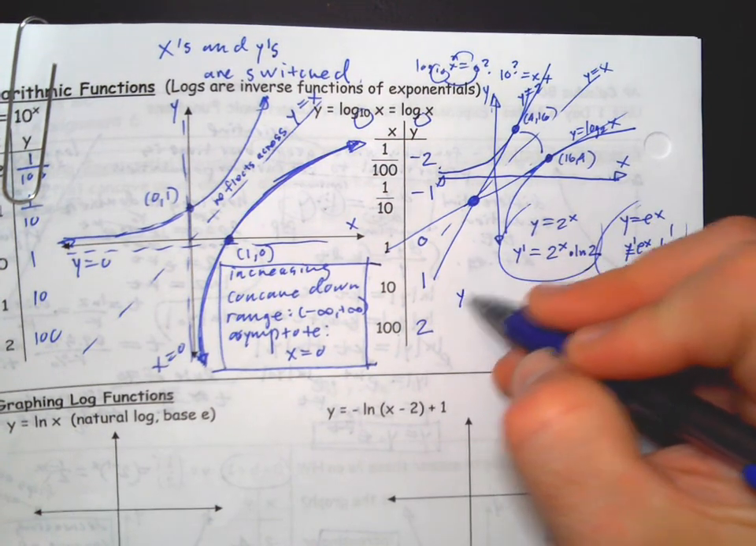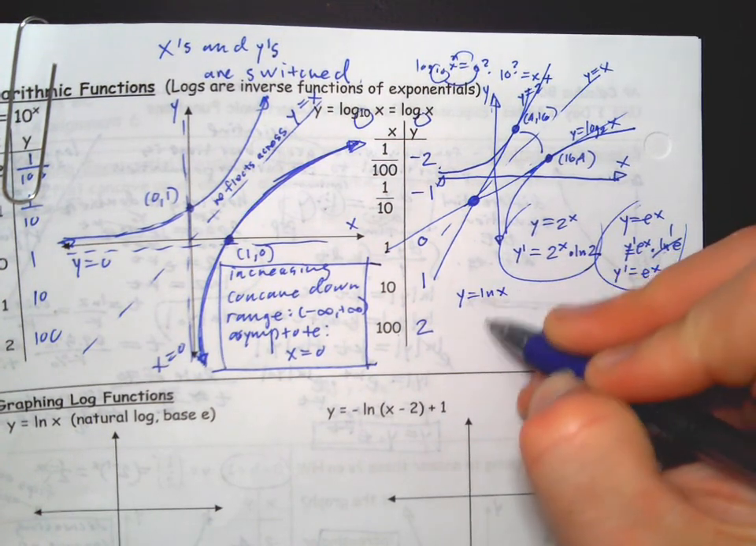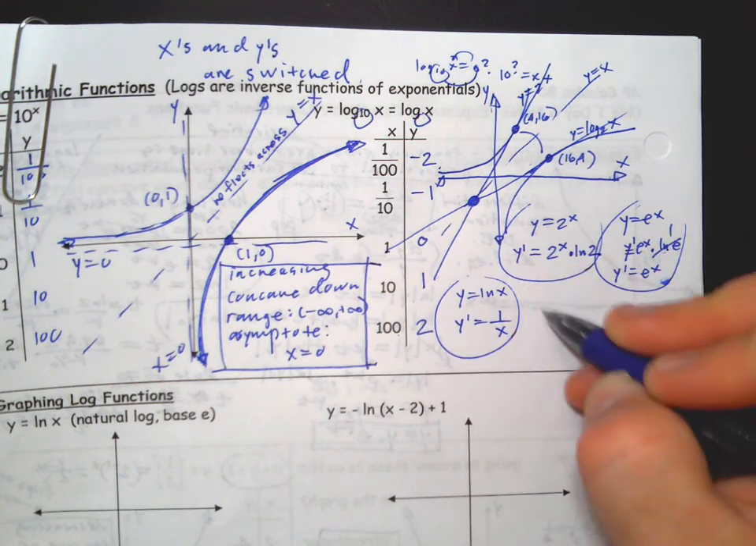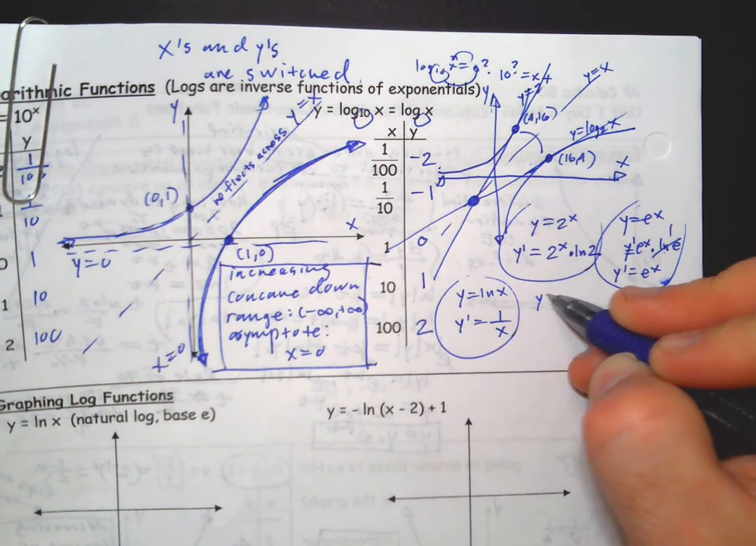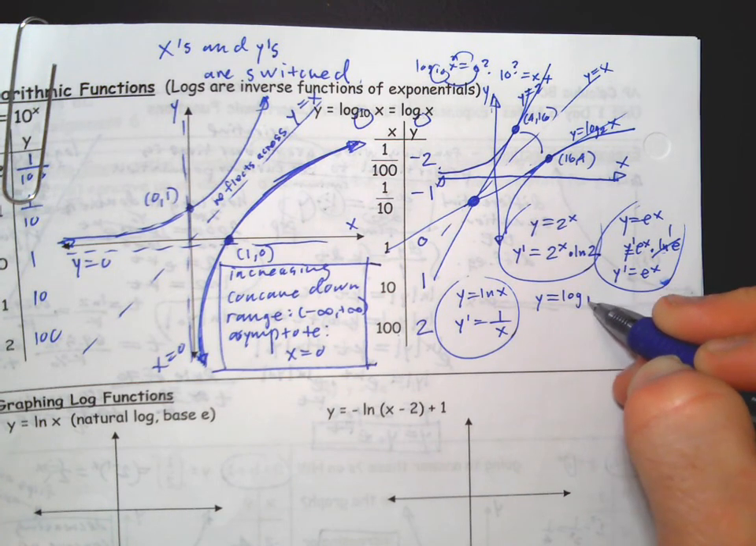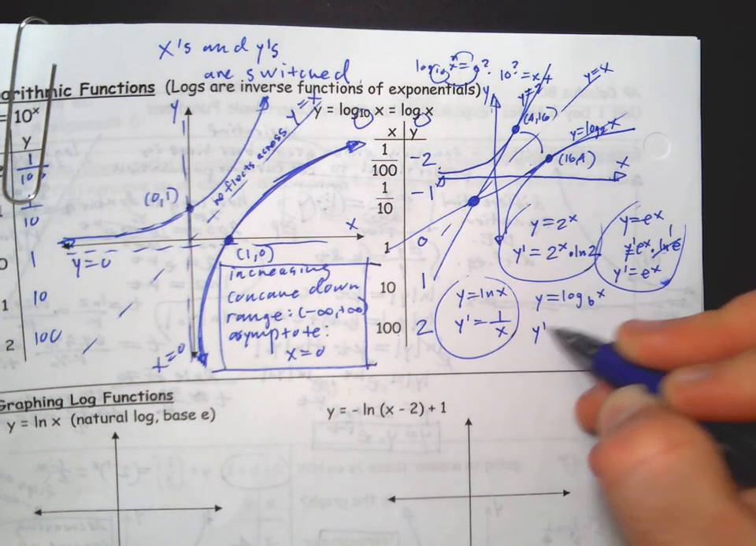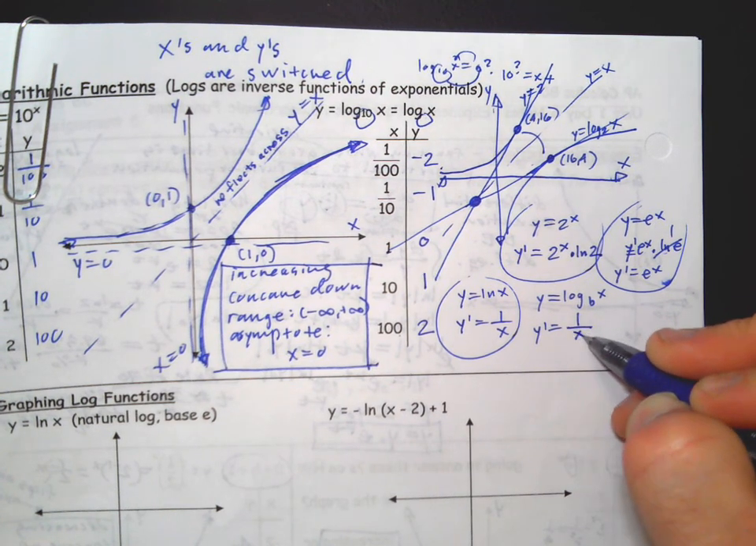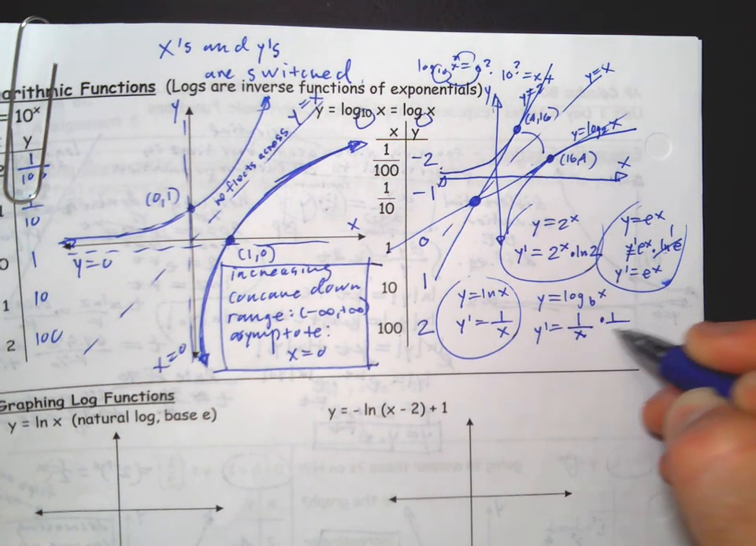And then natural log of x, the derivative of natural log of x is 1 over x. That's a special case because in general, if you have log of any base, the derivative is going to be 1 over what's inside, but then times 1 over the natural log of the base.